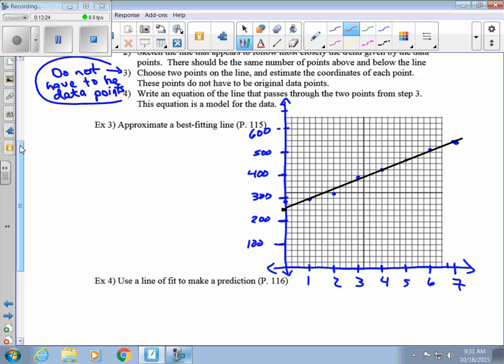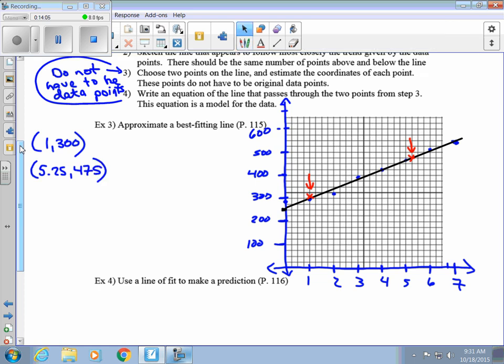So if I look right here, I see that it crosses pretty darn close to on that line. So I'm going to say that that is the point. I'm going to say 1, 300. And then I'm going to find another point here where it crosses, and I see, right here, it looks like it crosses right on that. So that looks like it's 5 1/4, 475. So there's the 2 points that we're going to use.